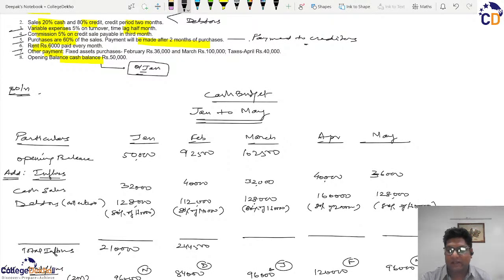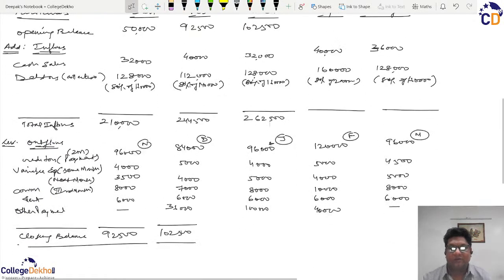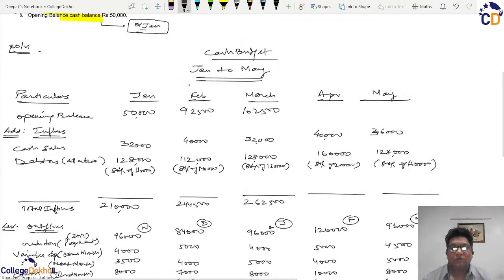तो इसमें प्लस करेंगे 32,000 कैश सेल्स के और 128 डेटर्स के. सो द टोटल इनफ्लो विल बिकम 262,500 और यहाँ से माइनस किया जाएगा 96,000 परचेजेस के, 4,000 और 5,000 वेरिएबल एक्सपेंसेस के, 8,000 सेल्स कमीशन के, 6,000 रेंट के और 1 लाख जो कंटिजेंट पेमेंट थी. तो दिस विल बी 40. तो बिकॉज ऑफ दैट कंटिजेंट पेमेंट द क्लोजिंग बैलेंस हैज फॉलन शार्पली, सो विच विल बिकम द ओपनिंग बैलेंस हेयर.